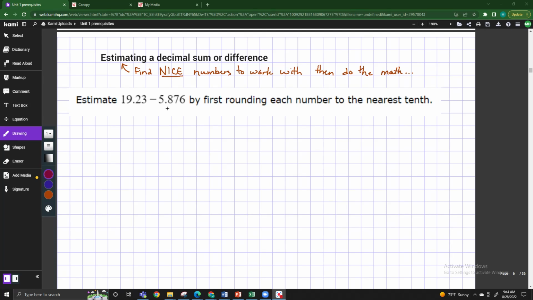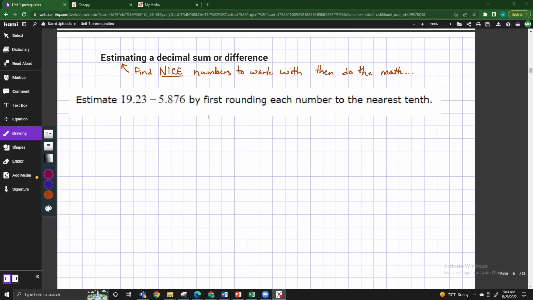So I'm going to get something that's close to 15, close to 14, something like that, if I was actually doing the whole problem. Keep in mind, that answer is not exact. It is an approximation to know if I'm in the ballpark for my answers. But in these cases, they're telling us what they want us to round to first. So we're making the numbers nicer first.